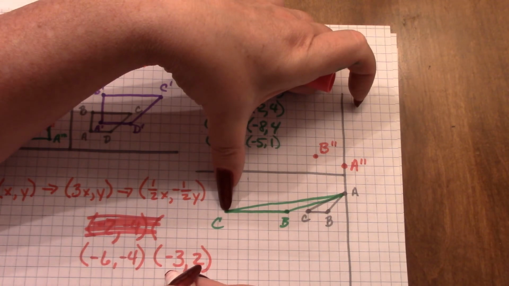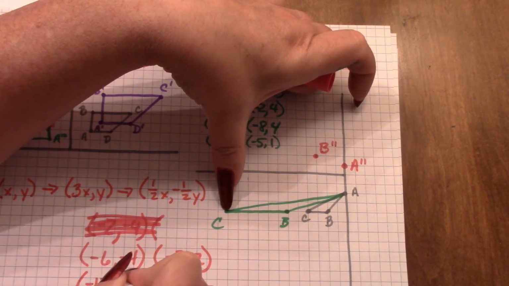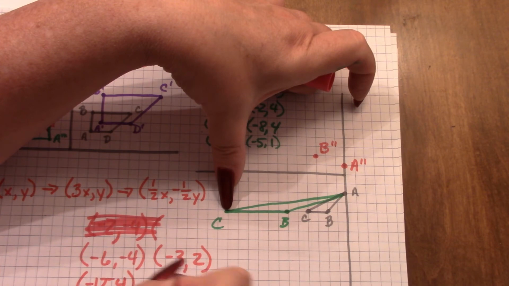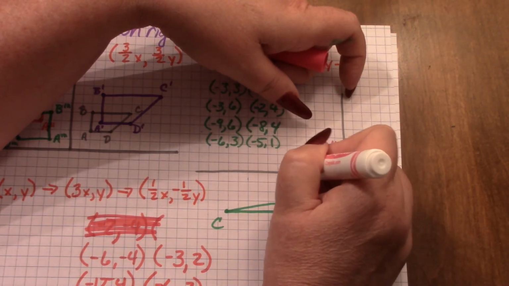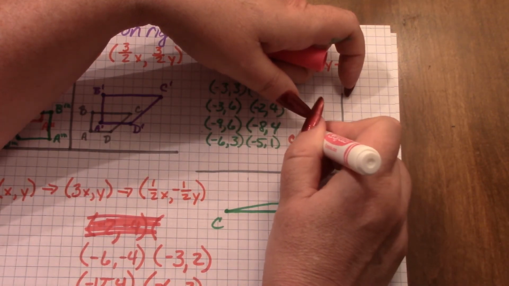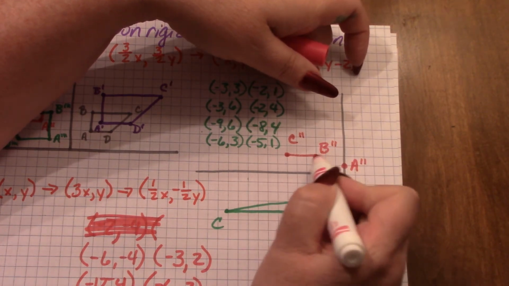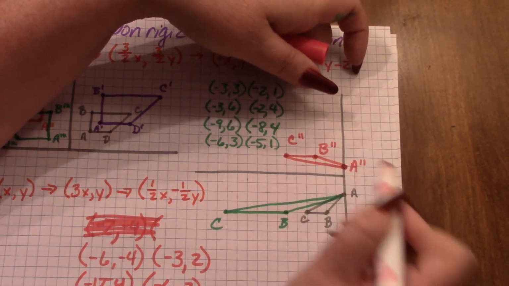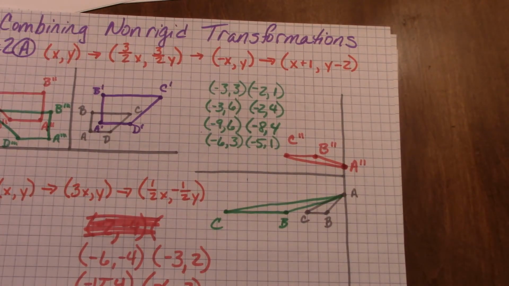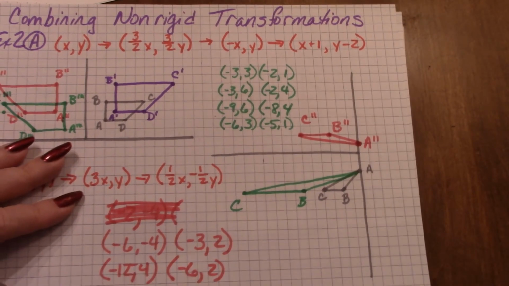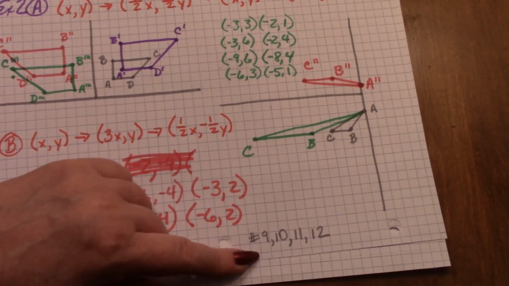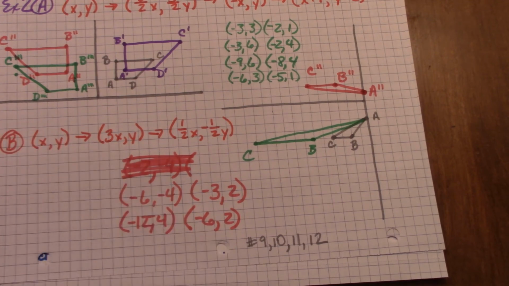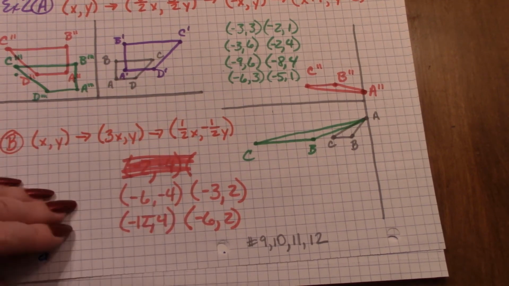And for C, we go from -12, -4 to -6, 2. So our new triangle is here. Give this a try. Do numbers 9 through 12. That gives you some reflection thinking questions and some try it yourself questions. Pause here and come back when you're done.